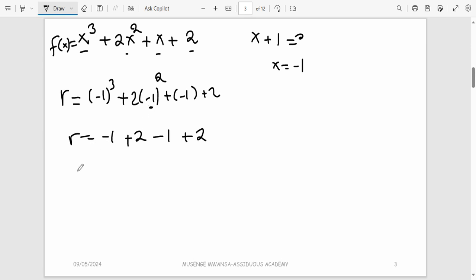Okay, like that. So what will be the remainder here? This is going to be 2 plus 2. That is going to give us a 4. You can see it does not cancel. So meaning this cannot divide. We are not going to get a 0.